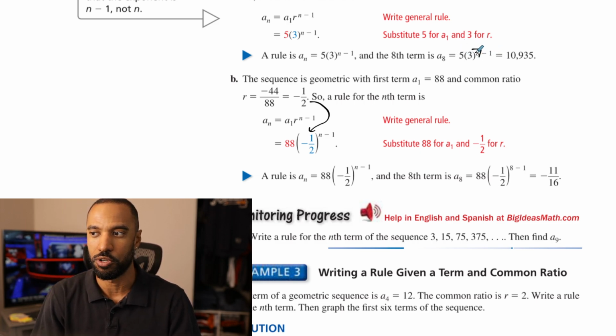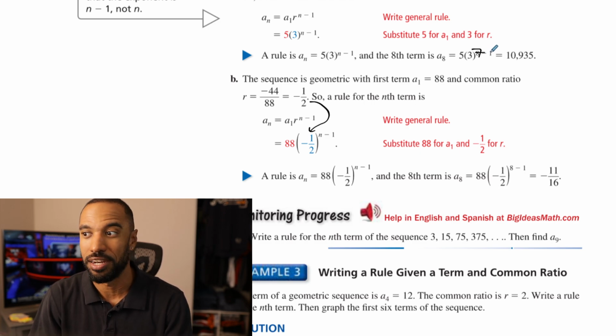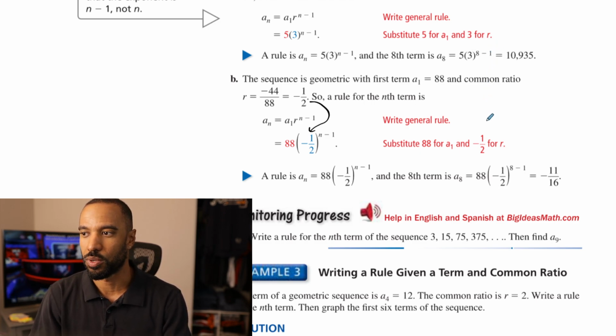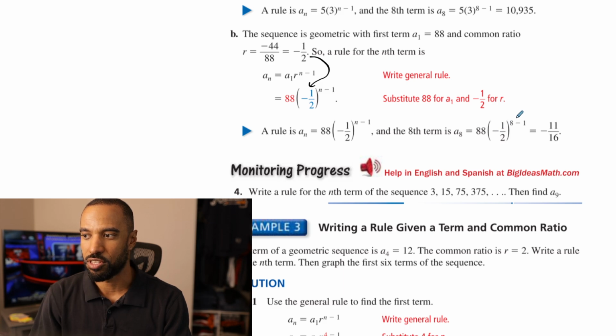It's a lot faster for you to just do that in your head and make that happen. Same thing with this one. Raising negative 1/2 to the 7th power times 88, and then you'll get this number here.